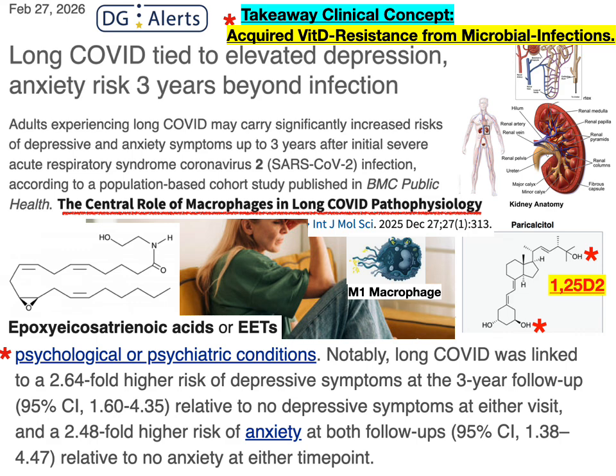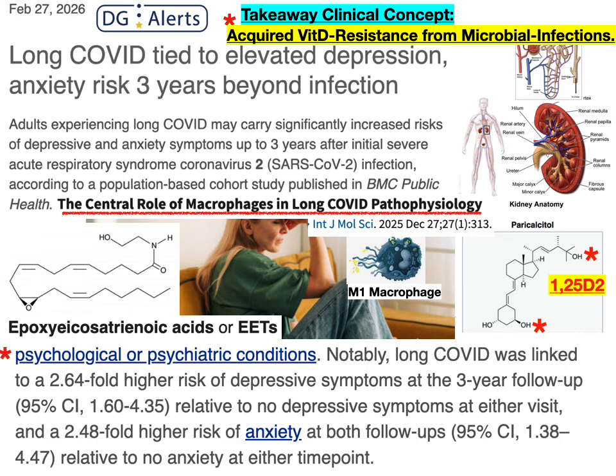Notably, long COVID was linked to a 2.6-fold higher risk of depressive symptoms at the 3-year follow-up relative to no depressive symptoms at either visit. This means the control, the group they're comparing the long COVID patients to. In addition, there is a 2.5-fold higher risk of anxiety at both follow-ups relative to no anxiety at either time point. And that is again in the control population.